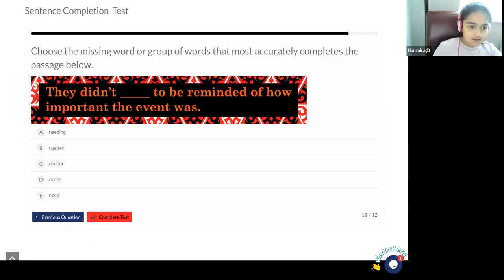And let's do one last one and go to Hamera for this one. The sentence is: They didn't blank to be reminded of how important the event was. I think it's going to be E. They didn't need to be reminded of how important the event was. Well done, Hamera. Thank you so much for that.